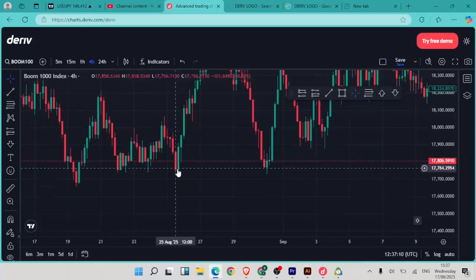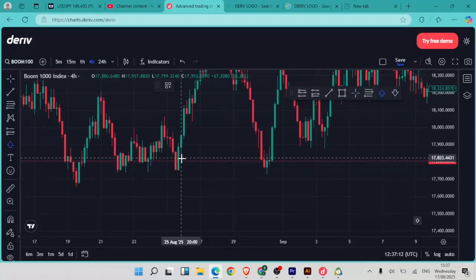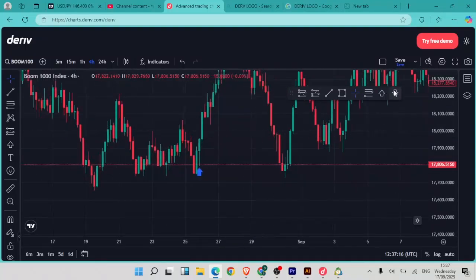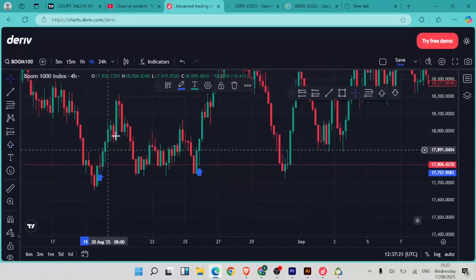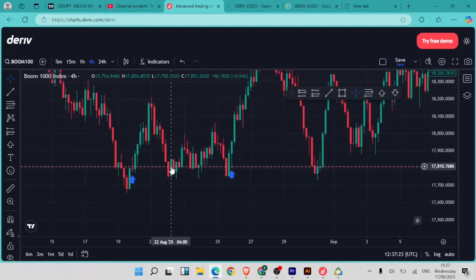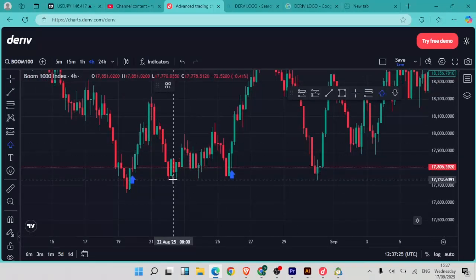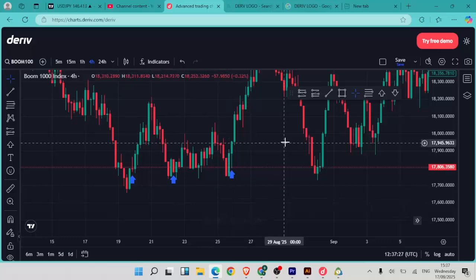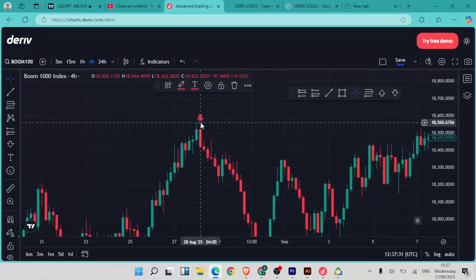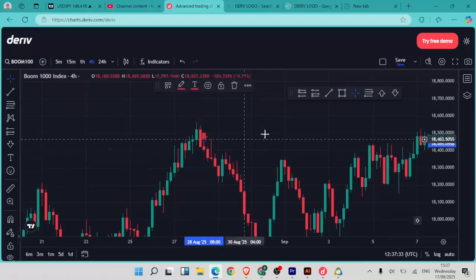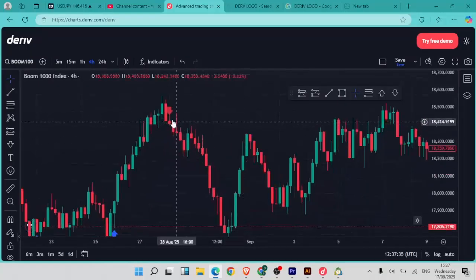Bullish engulfing, buy here. Once this candle closes, you buy at that point. Then another one, bullish engulfing, once it closes, buy at this point. Bullish engulfing, once it closes, buy at that point, right? Bearish engulfing example, once it closes, you sell at this point, right?